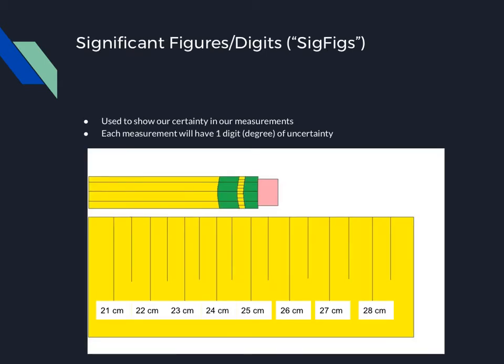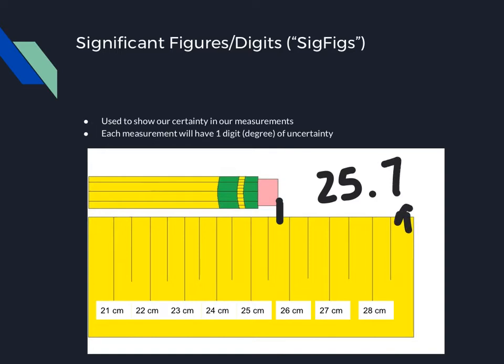Okay, sig figs. The reason we do sig figs is so that we can show our certainty in our measurements. Each measurement should have 1 digit or 1 degree of uncertainty. So the last digit in your measurement should be an uncertain one, or a guess. So when you make a measurement, you need to write down exactly what you know, which in this case, I know 25 for sure. Now I know it's past 25.5. But I don't know how far past 25.5. Now I'm going to make a little educated guess on this next digit, and I'm going to say it's 25.7.